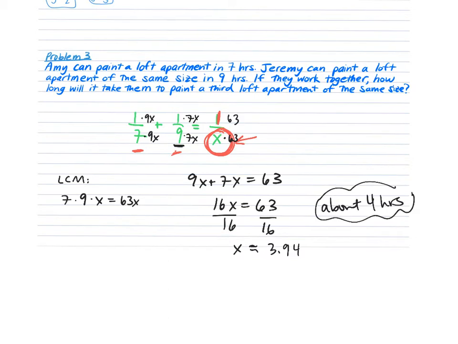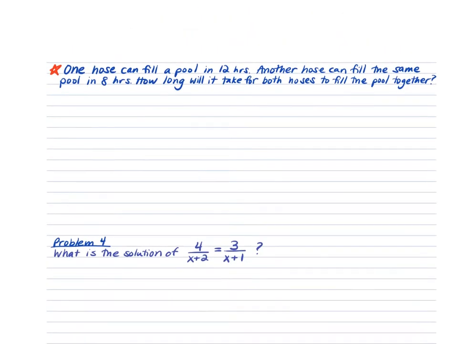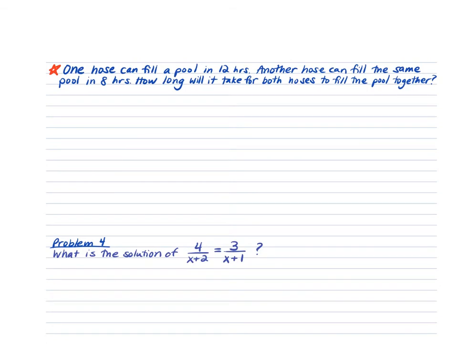Okay, so let's move on to the next page. There's going to be one for you to try on your own. One hose can fill a pool in 12 hours. Another hose can fill the same pool in 8 hours. How long will it take for both hoses to fill the pool together? Press pause, try this on your own, and then check back for the solution.